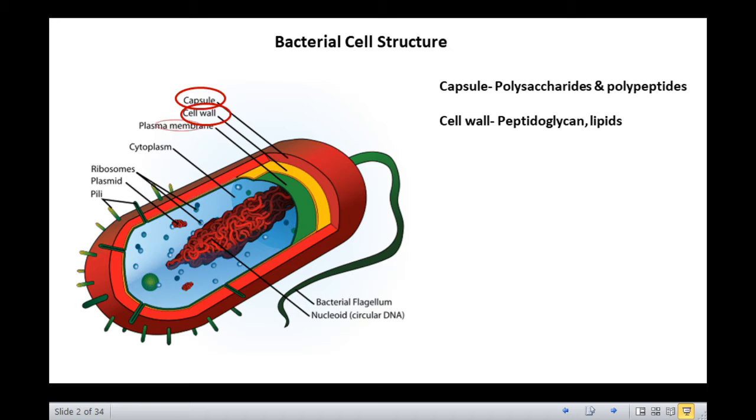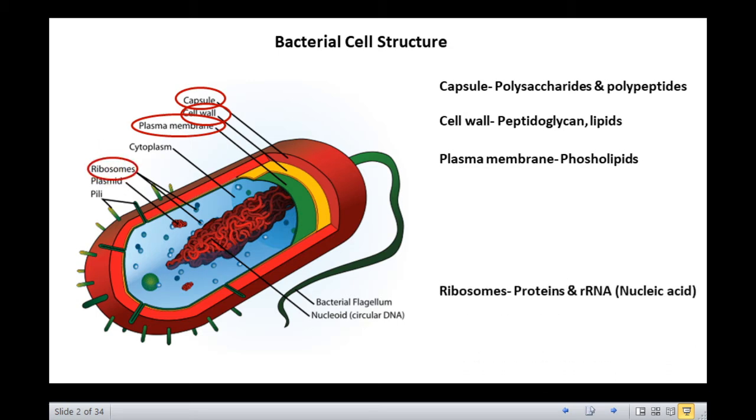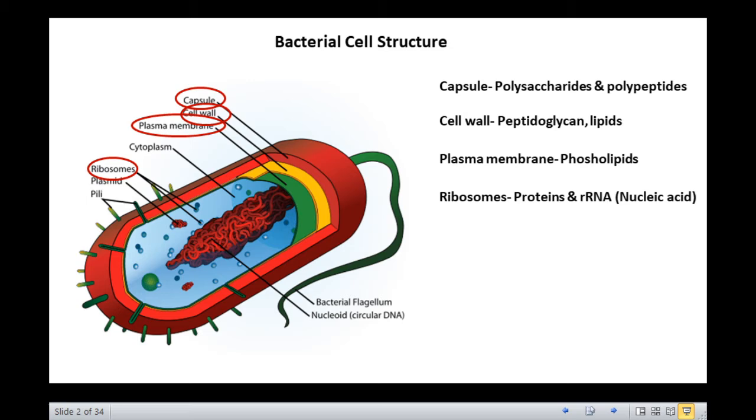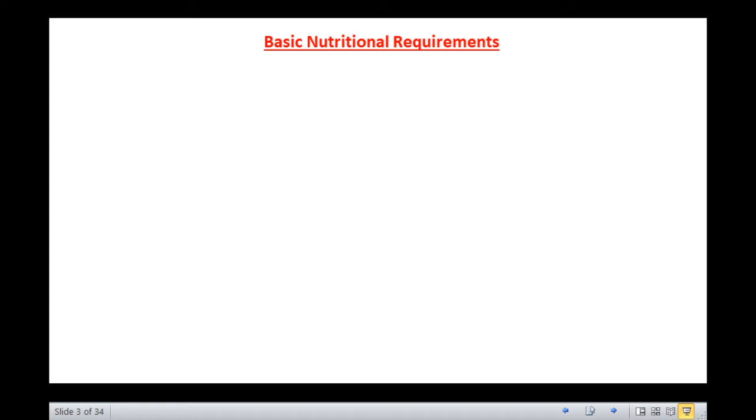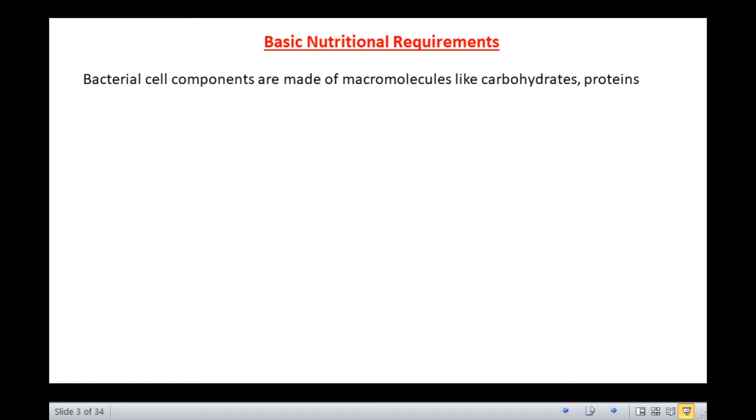Next is the plasma membrane, which is made of phospholipids. The next structural components are ribosomes, made up of proteins and rRNA. The bacterial cell also contains pili and flagella, both of which are made up of proteins. Genetic material is present as nucleoid and plasmids, both of which are made up of DNA. Thus, all the bacterial cell components are made up of macromolecules like carbohydrates, proteins, lipids and nucleic acids.